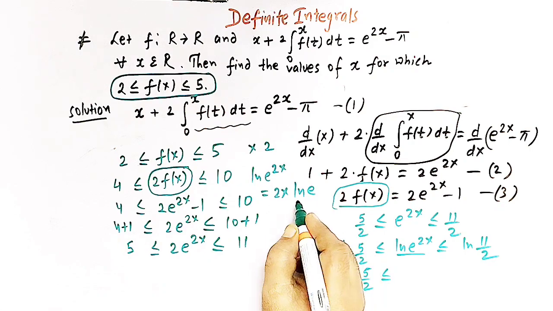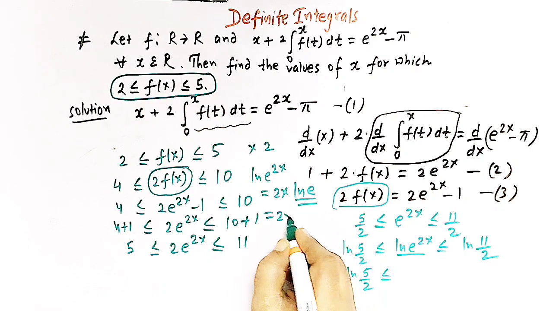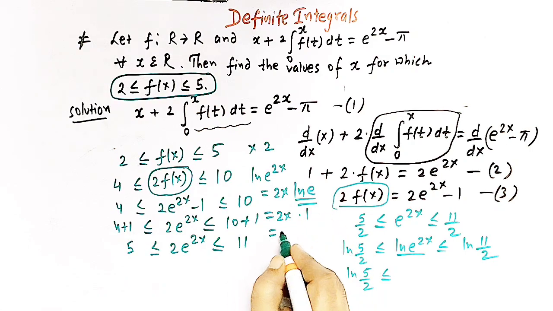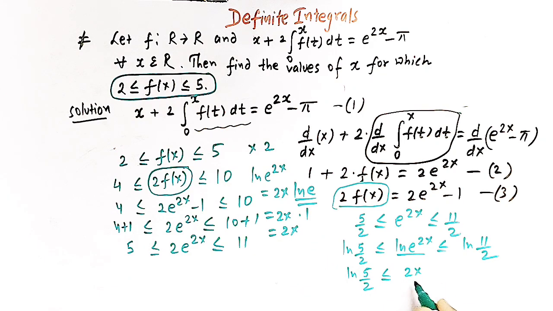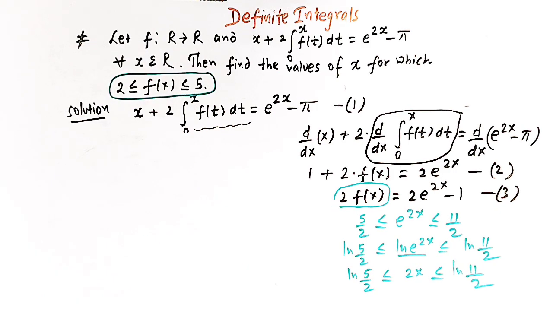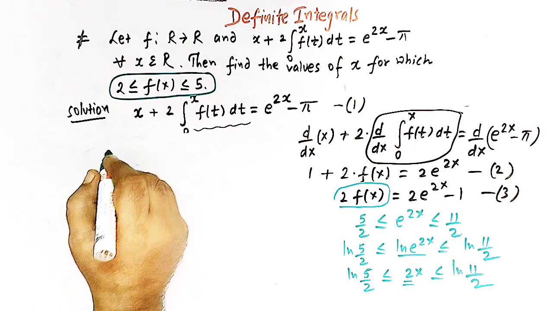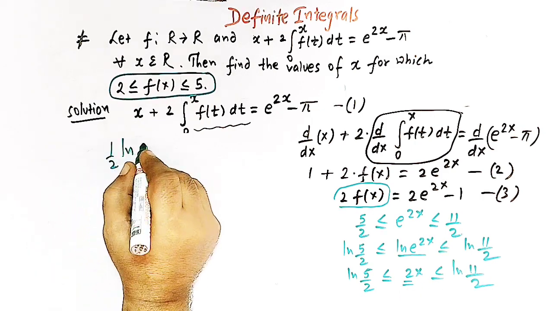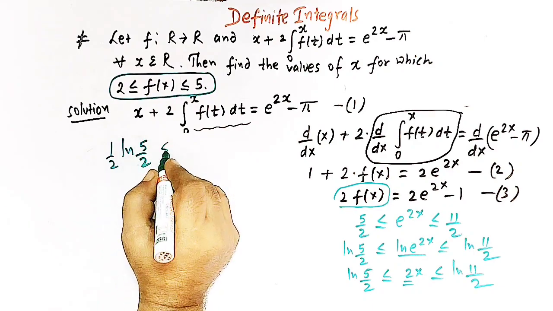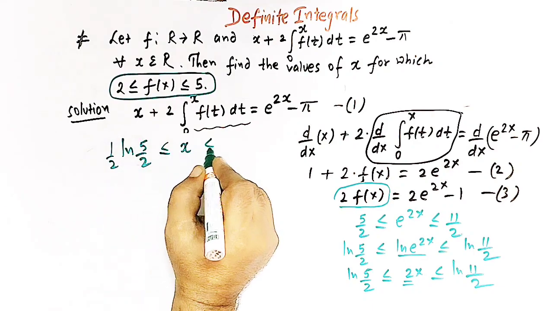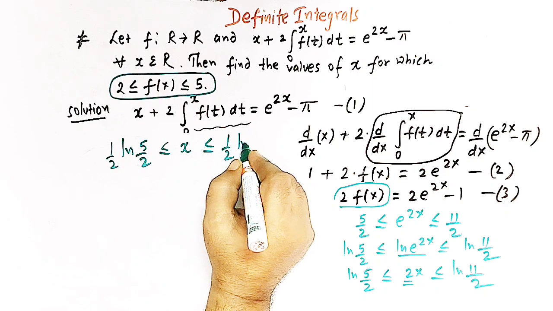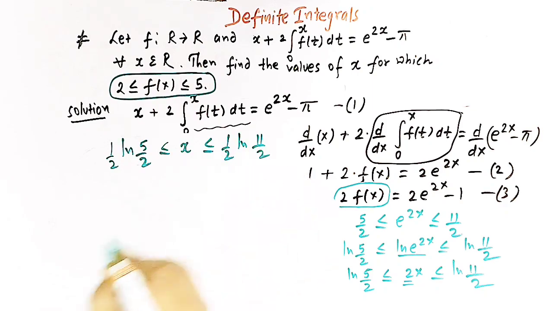Natural log of e is 1. So we have 2x times 1, that is simply 2x. So here we have 2x, and here we have natural log of 11 over 2. So now dividing throughout this inequality by this factor 2, we have half natural log of 5 over 2, and here we have simply x, and here we have half natural log of 11 over 2, right?